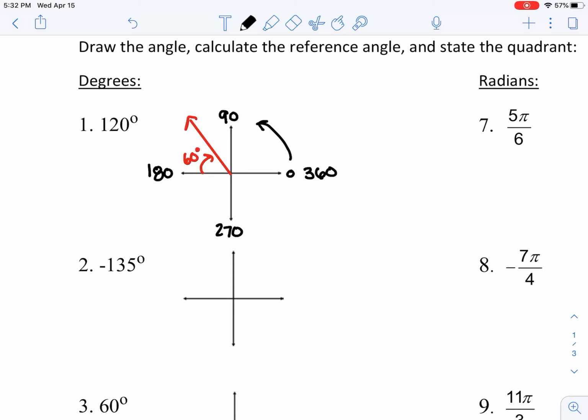If I was going to go negative, I switch this. So this is 0, negative 90, negative 180, negative 270, negative 360, and so on and so forth. Notice that negative 135 is not going to land here. It's going to go farther than that. It's not going to go as far as the 180. It's going to land somewhere in between.